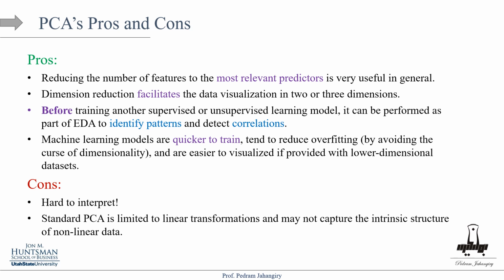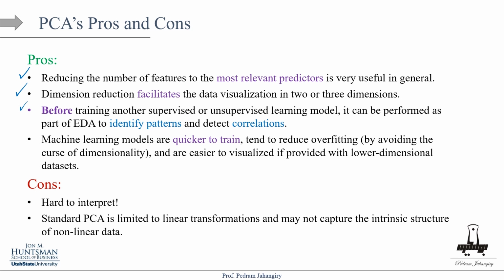Number 1, reducing the number of features to the most relevant predictors is very useful in general. It's useful for visualization, especially if you need to do 2 to 3 dimensions. It's useful for training your machine learning models faster. And sometimes even before training another supervised or unsupervised model, we can do PCA as a part of EDA, exploratory data analysis, for identifying patterns, to say something about the correlations and things like that.